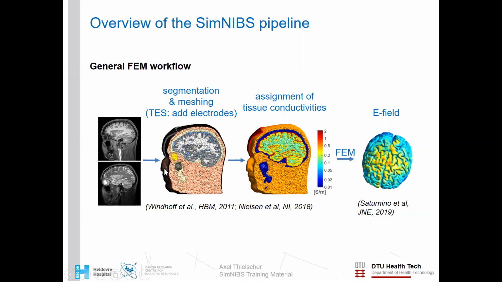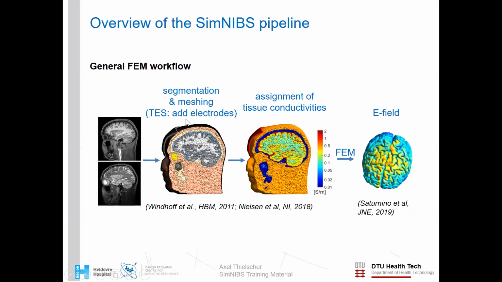This is now an anatomical head model where it's indicated that here we would have skin, muscle compartments, skull, here CSF, gray matter, white matter. And this is not fully sufficient. We still need to do a few more things.